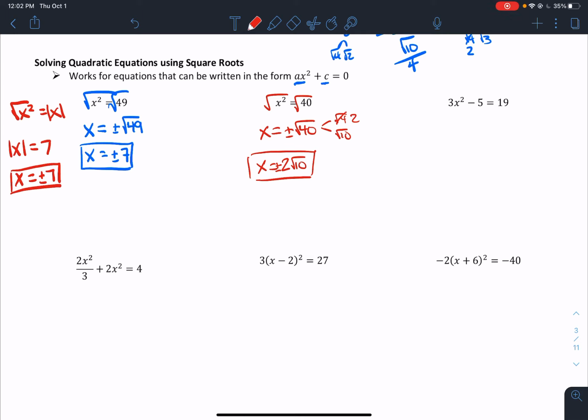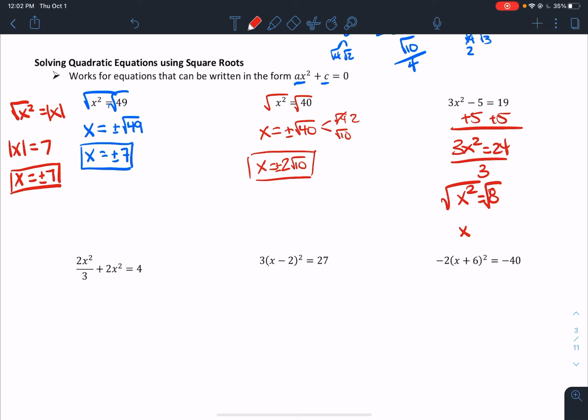In this next example, I have to add the 5 over. I want to isolate the quadratic term, so I'm going to add the 5. 3x squared equals 24. I got to get the x squared by itself, so I'm going to divide by 3. X squared equals 8. Now I can square root both sides. X equals plus or minus radical 8, which is radical 4 and radical 2, and radical 4 is 2. So x equals plus or minus 2 radical 2.